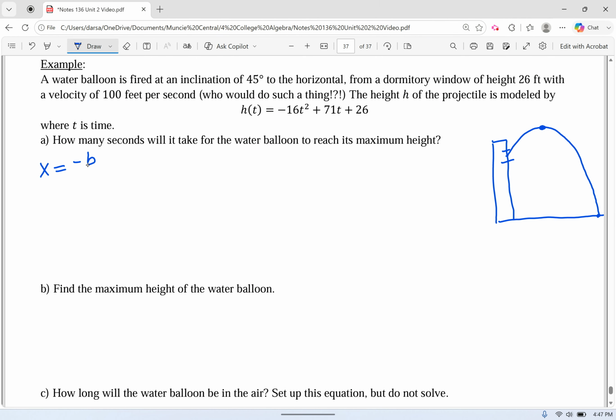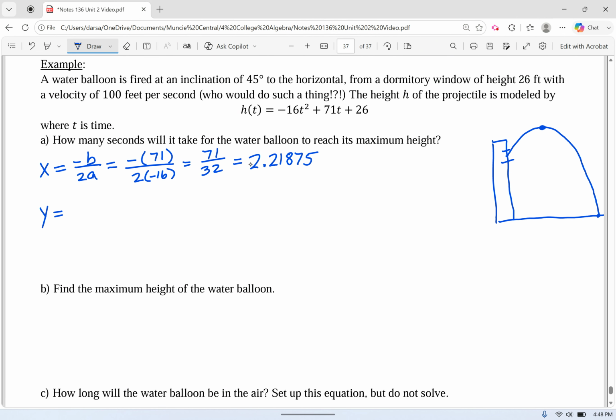So let's take a minute and find that vertex. Remember, x equals negative b over 2a is how we find the vertex of any quadratic in standard form. So negative 71 over 2 times negative 16, that will be 71 over 32, which if we put that into our calculator is 2.21875 as a decimal. And it's not approximate, it is exactly that as a decimal. That is not rounded.